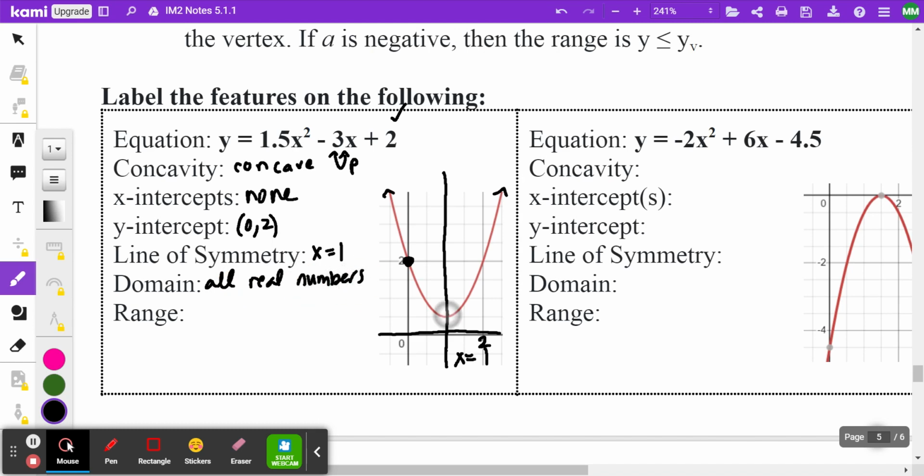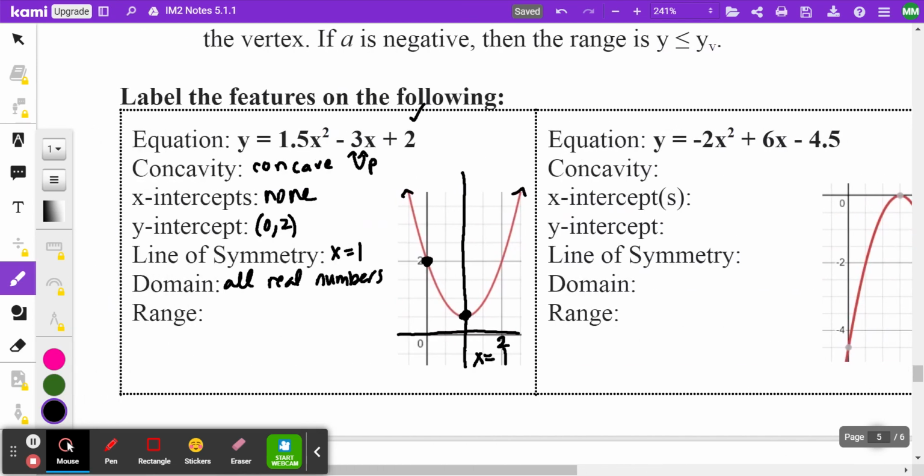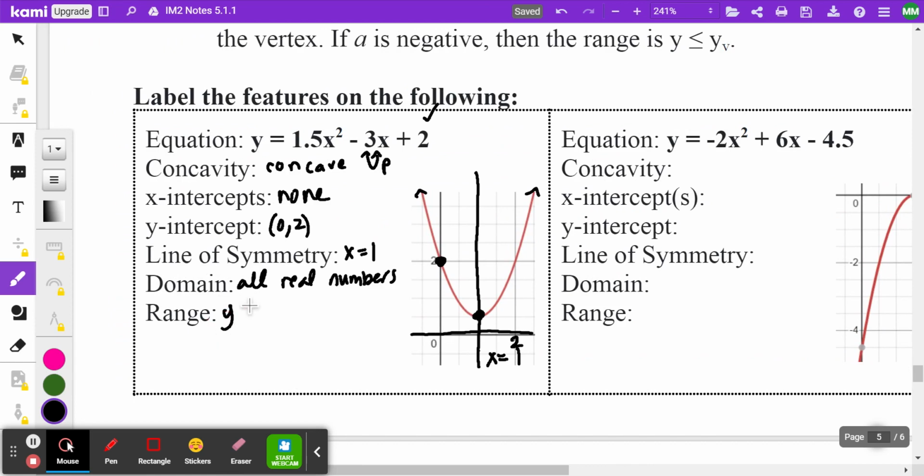Domain, all real numbers. And range. Well, this opens up, so all the possible y values are y is greater than or equal to... Sorry, not 2. This looks to be at about, this is 1, this is 0.5. Y is greater than or equal to 0.5.